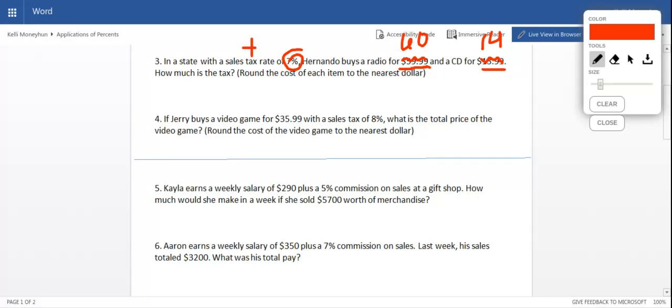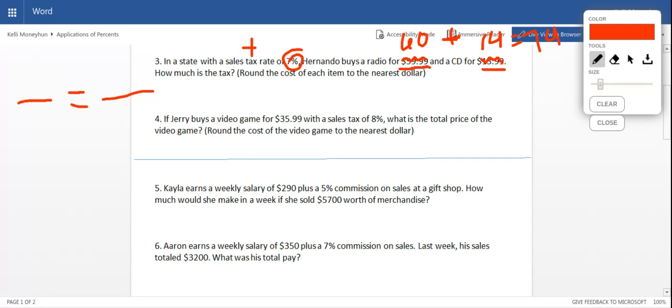So whenever you're finding sales tax, you need to add first, then find the tax, then add it to the original, okay? So like on a receipt, you have a subtotal, then you have the tax, then you have your real total, okay? So our subtotal is going to be 60 plus 14, which is 74. So go set up your ratio or your proportion.